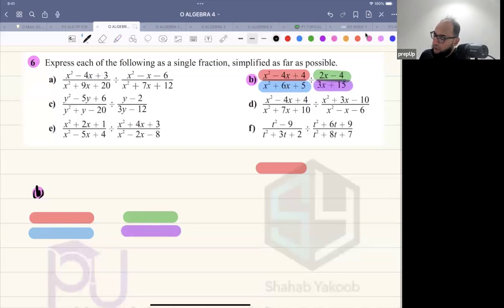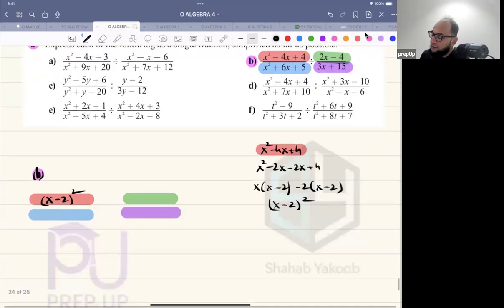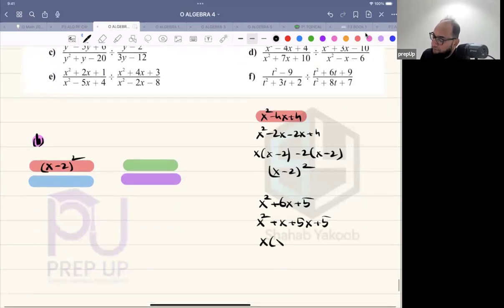So now x squared minus 4x plus 4, that is x squared minus 2x minus 2x plus 4, that is x minus 2 whole square. So this is x minus 2 whole square. The blue one, x squared plus 6x plus 5, that is x squared plus 5x plus x plus 5, this is x plus 1, x plus 5.